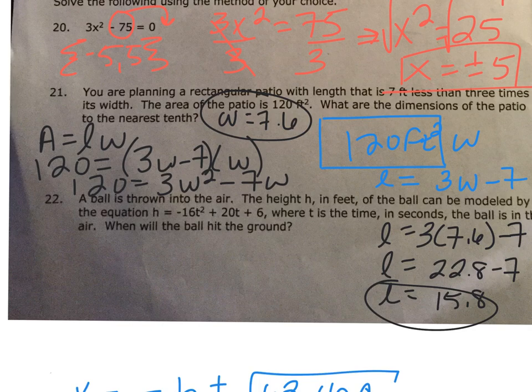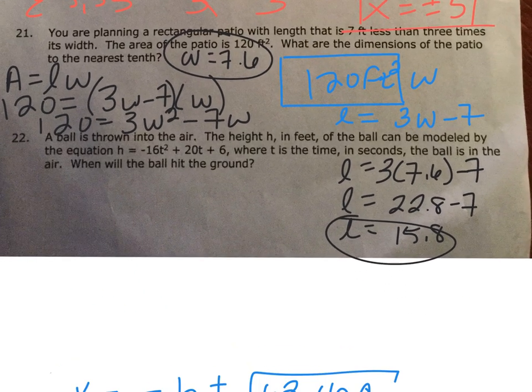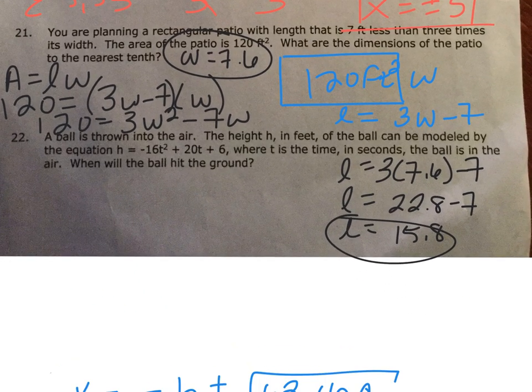Okay, number 22. A ball is thrown into the air. The height in feet of the ball can be modeled by this equation: the height equals negative 16t squared plus 20t plus 6, where t is time in seconds with the ball in the air. When will the ball hit the ground?